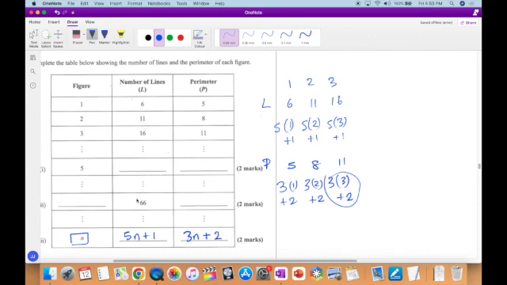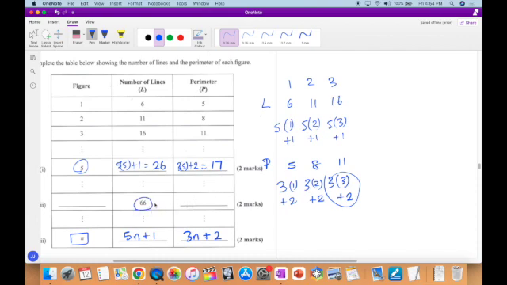Now that we have it, we could work out the rest. All right, so for n is 5, this is going to be 5 5s plus 1, which is 5 5s are 25 and 1 is 26. Or this will be 3 5s, 5 3s are 15, plus 2 is 17.